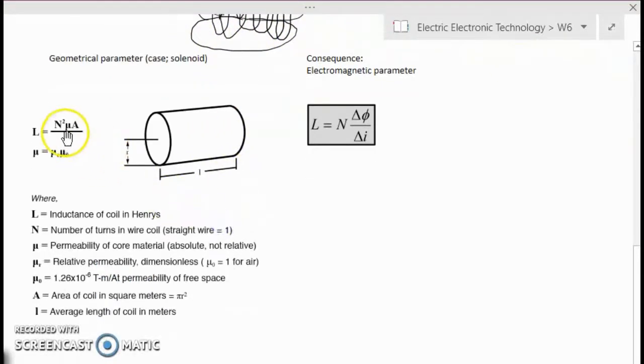And then what are the other parameters? So N squared is the number of turns, mu is the permeability, mu R multiplied by mu 0. Mu R is the relative permeability multiplied by mu 0, the permeability of free space, right? And then multiplied by A. So what is A? A is the area of the coil in square meters. And then divided by L. What is L? L is the average length of the coil.